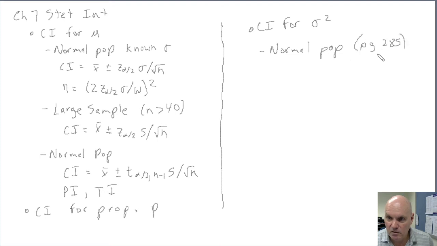This did lead us to a new distribution, the chi-squared distribution. The confidence interval here is n-1 times the sample variance divided by chi-squared alpha over 2, n-1 for the lower bound, and then the upper bound is n-1 times s squared over chi-squared 1 minus alpha over 2, n-1. Okay.